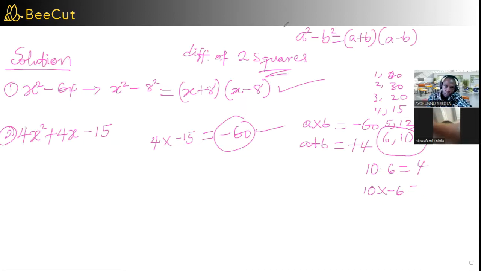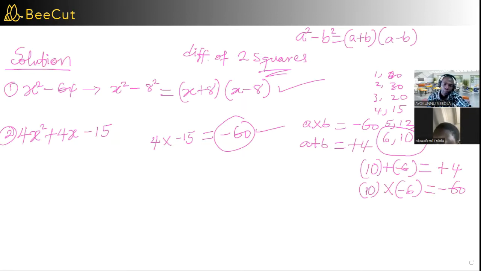Let me write that first one properly, so that you can see that we are actually adding and not subtracting. So if I have positive 10 plus negative 6, that will give me positive 4. Then 10 times negative 6 gives negative 60. So in this, guys, the two numbers we are using are 10 and negative 6. We'll use them to replace the middle one, but we will not change the third term to 60.